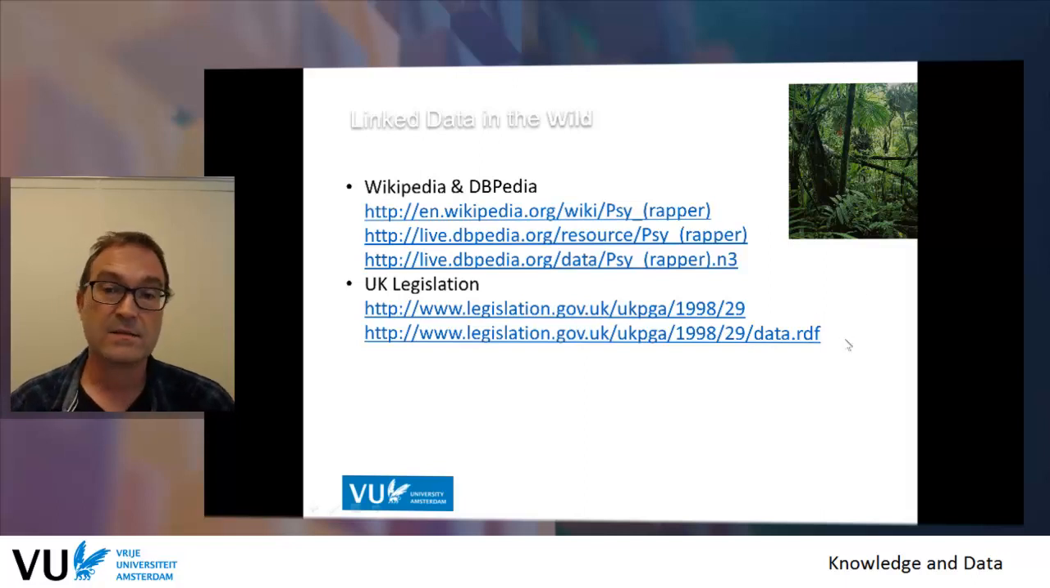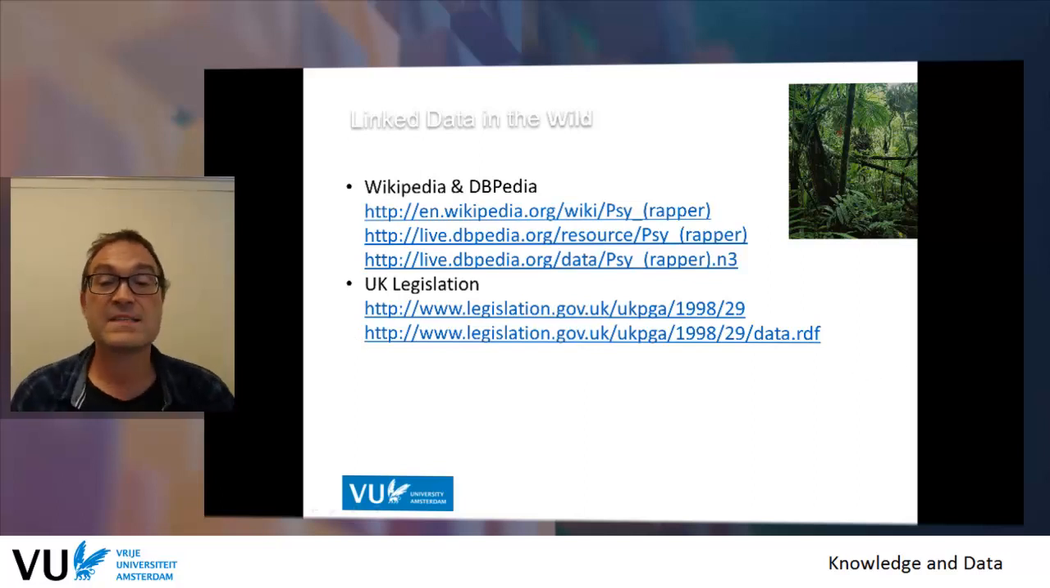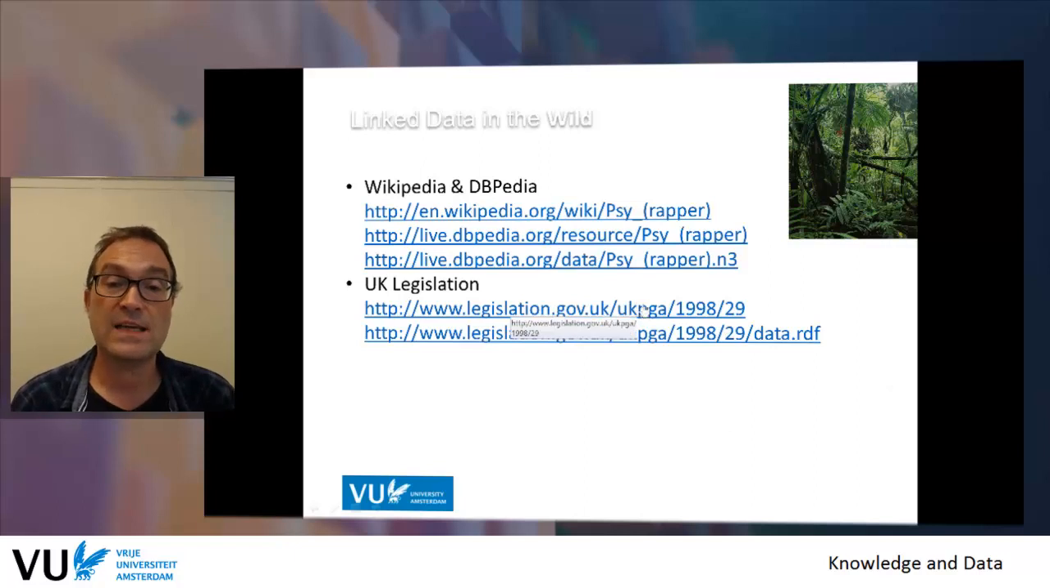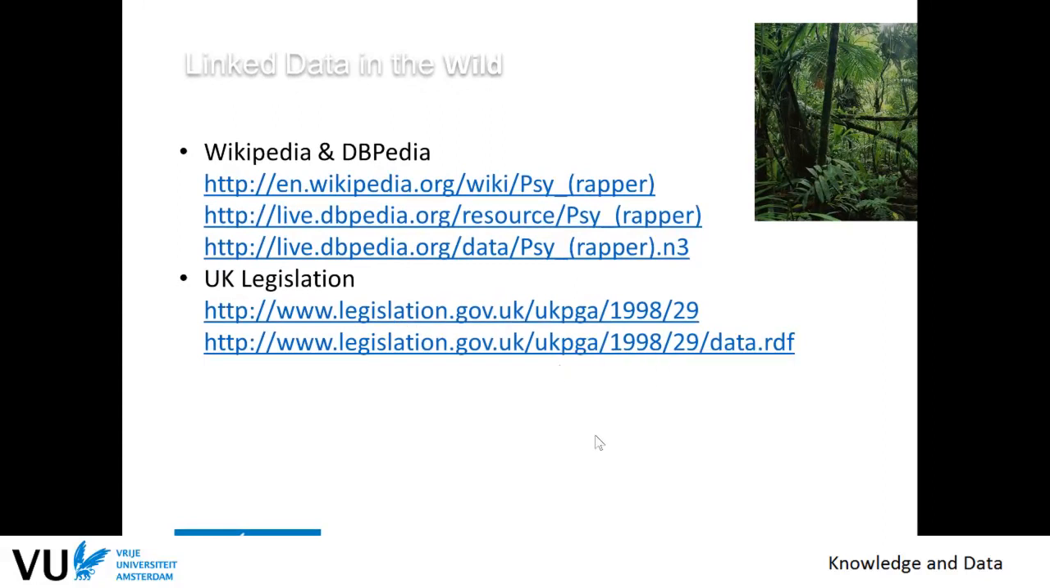This is a data set that is published on the UK legislation website, as I already showed. And this data set lives there as an RDF data set, really as a document. And you can interpret this document. So if you go to this website, you see a rendering for human consumption of this data set. And the same holds for Wikipedia and DBpedia. So we have Wikipedia, which is the human way of getting to the information in Wikipedia.